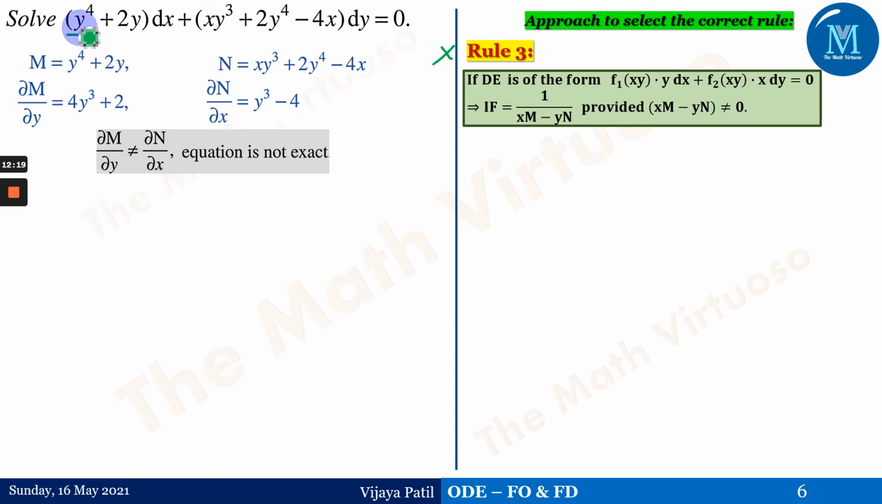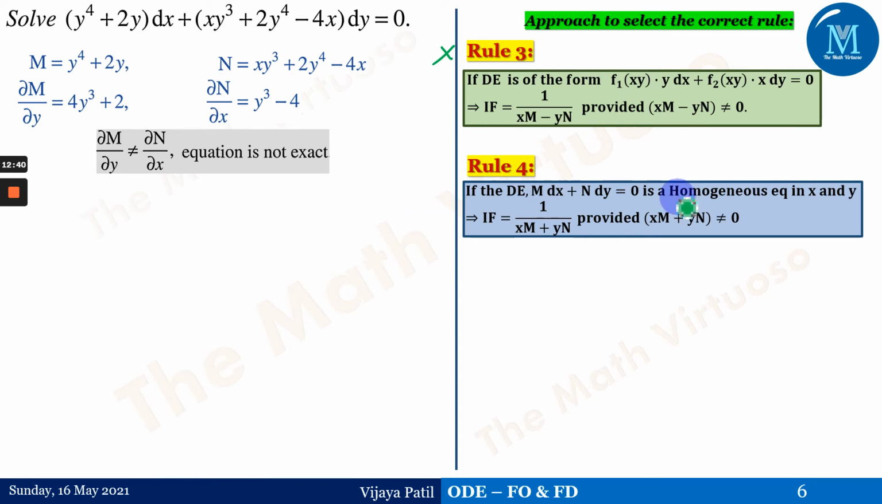Why? Because for this function to be a product of x and y, I would have wanted x to the power 4 here, but it's not present. That's the reason rule number 3 is directly discarded. It's very simple: just by observation, you can check whether it's applicable or not. Similarly, for rule number 4, it has to be homogeneous. Check this first term, the degree is 4 here, and here the degree is 1.